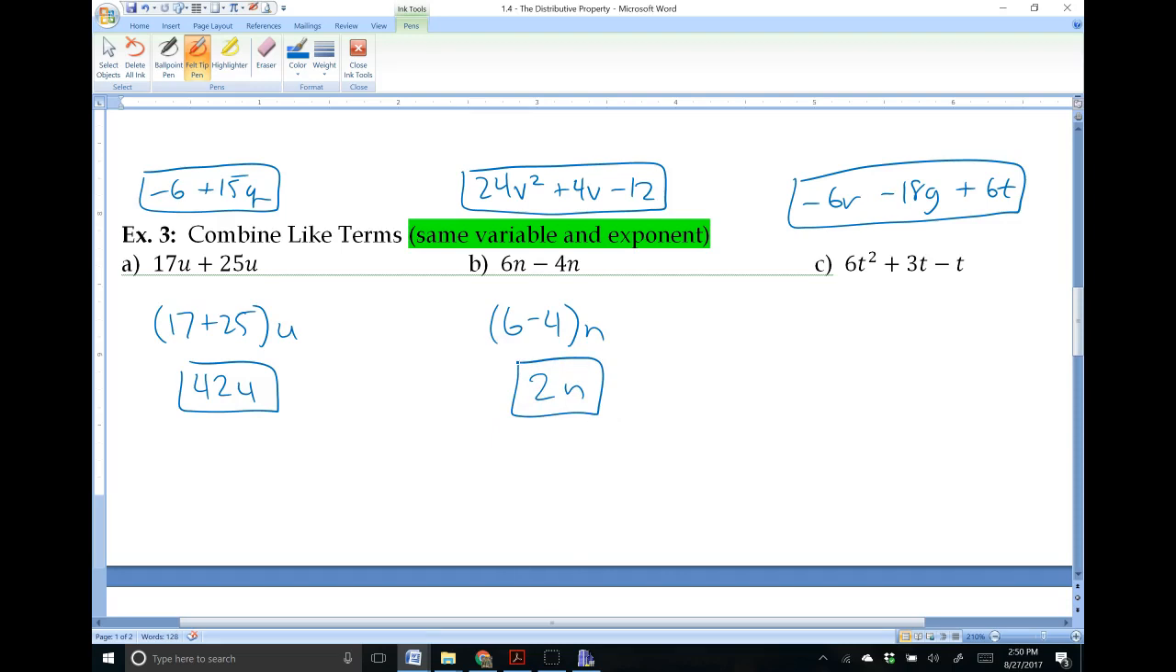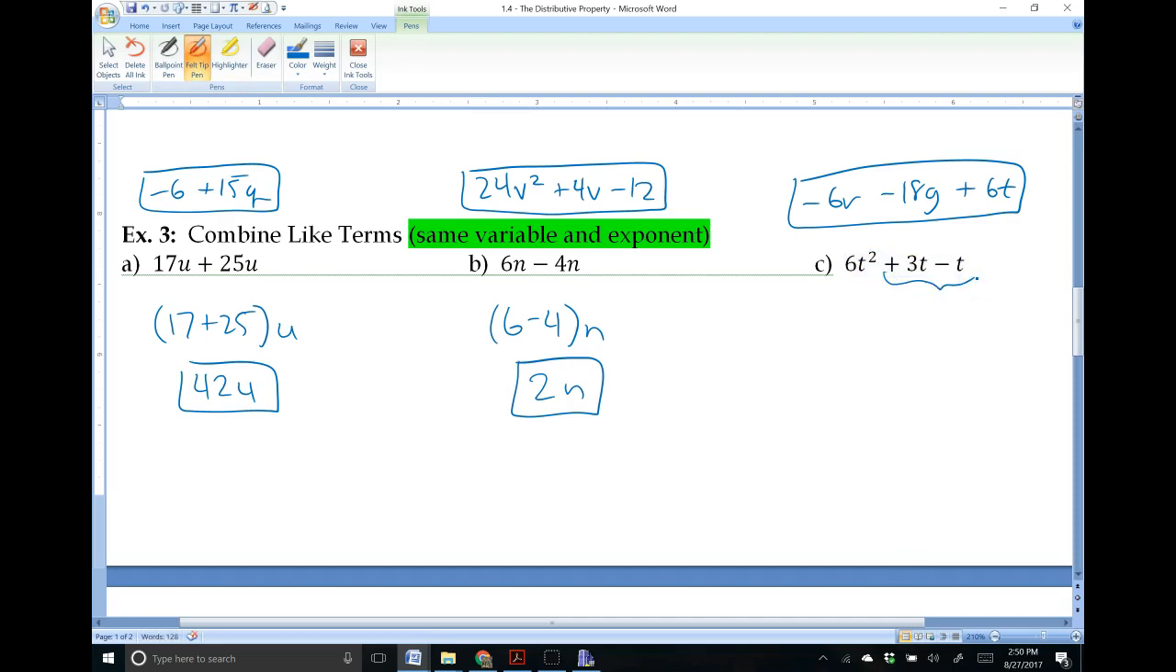For part C here, okay, take a real close look at this. Let's see what we can add up. Remember what we said earlier. They gotta be the same variable and the same exponent. Being the same variable is not good enough. They also have to have the same exponent. So I have a t squared here, and I have a t to the first power, and I have a t to the first power. Okay, remember, same variable, yes, but also same exponent. And the only two guys with the same variable and exponent are these guys right here.